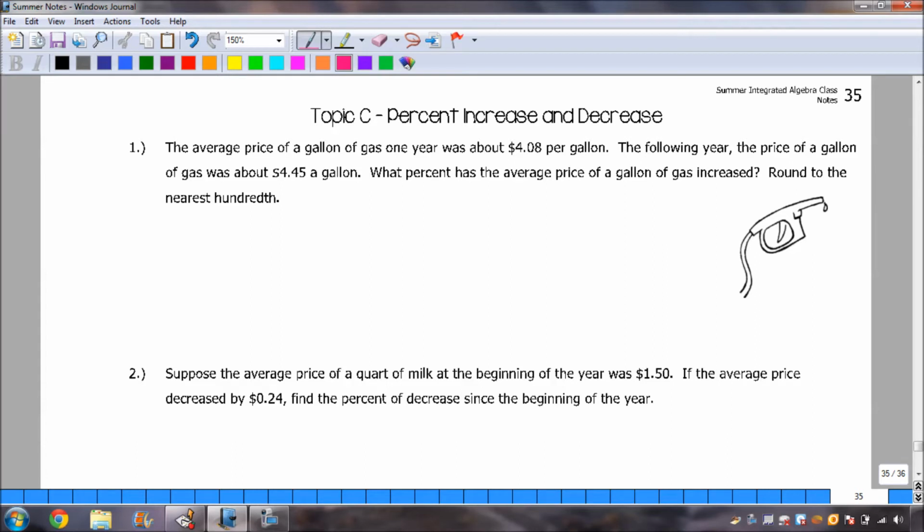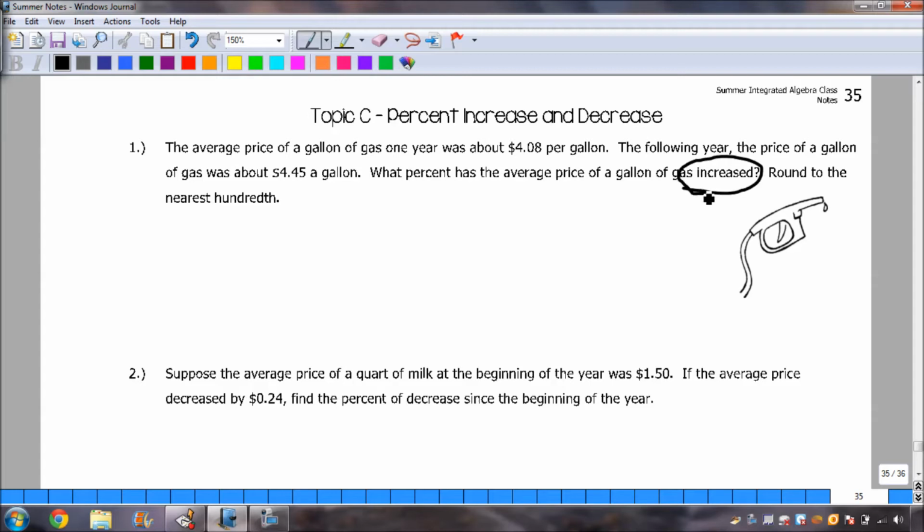The average price of a gallon of gas one year was about $4.08 per gallon. The following year, the price of a gallon of gas was about $4.45 a gallon. What percent has the average price of a gallon of gas increased? Round to the nearest hundredth. So I'm going to set up a proportion to figure this out, but I want to know what percent the price of a gallon of gas has increased by.